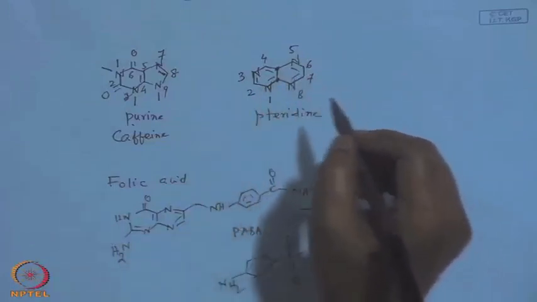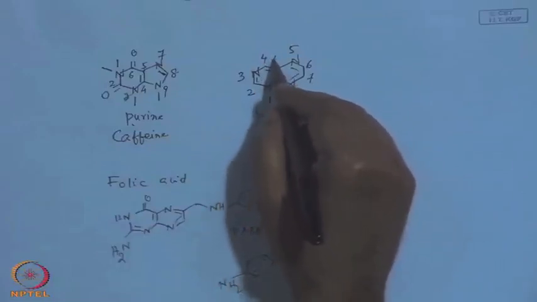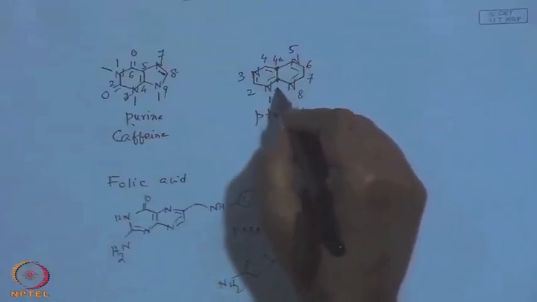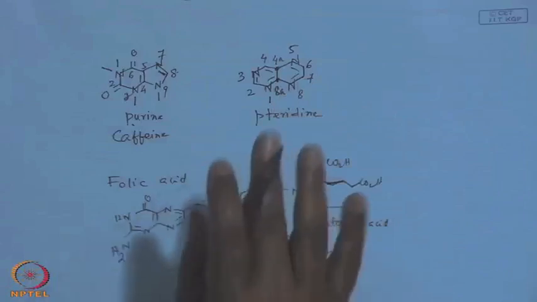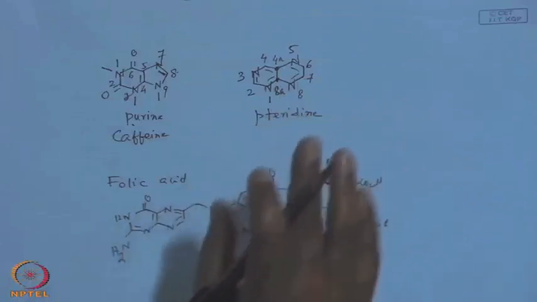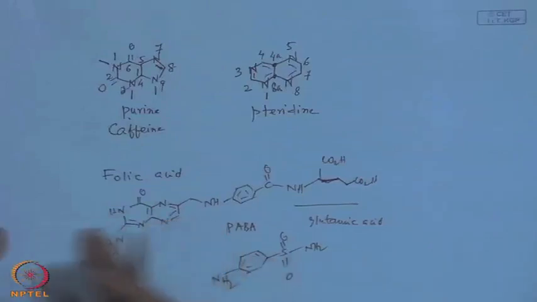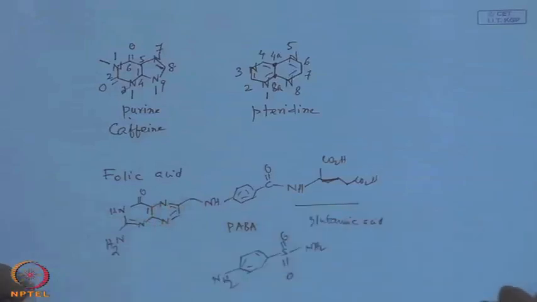Numbers, no, it should not be 9 and 10. Actually, the top one should be taken as 4A, and the next one would be taken as 8A. So these are the numberings you have to remember. Many of you know that in steroids also, the structures have a particular nomenclature. There is no systematic nomenclature, because the old numbering systems have been retained.